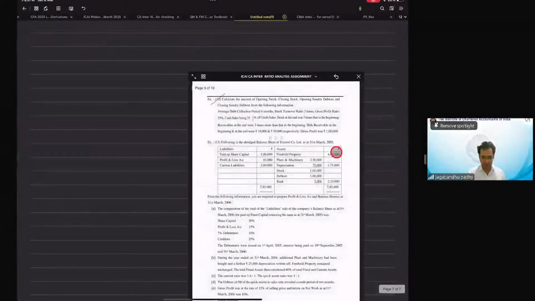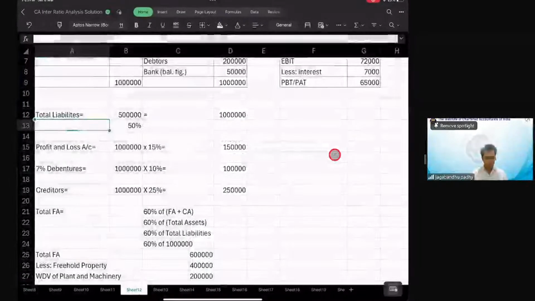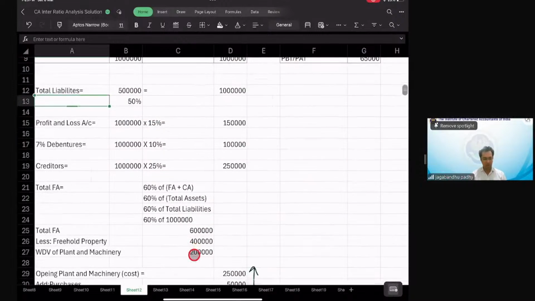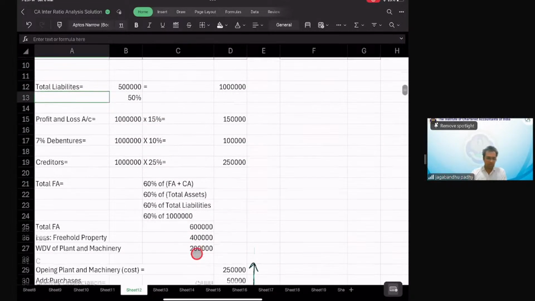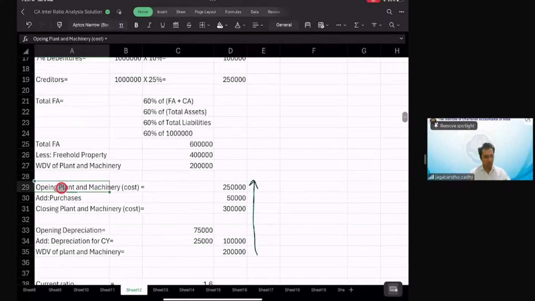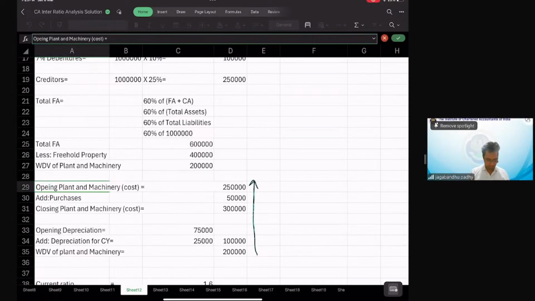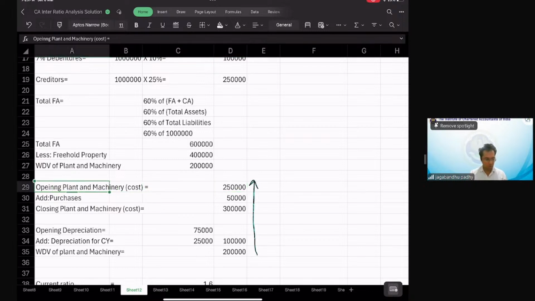Now, out of that 6 lakh, 4 lakh is definitely the freehold property. We subtract that freehold property. WDV of the machinery is 2 lakh. We just do the reverse calculation, wherein we say opening plant and machinery cost, we don't know. We would have purchased something and we would have obviously closing machinery, which will be the gross. From that, we are going to subtract the depreciation.